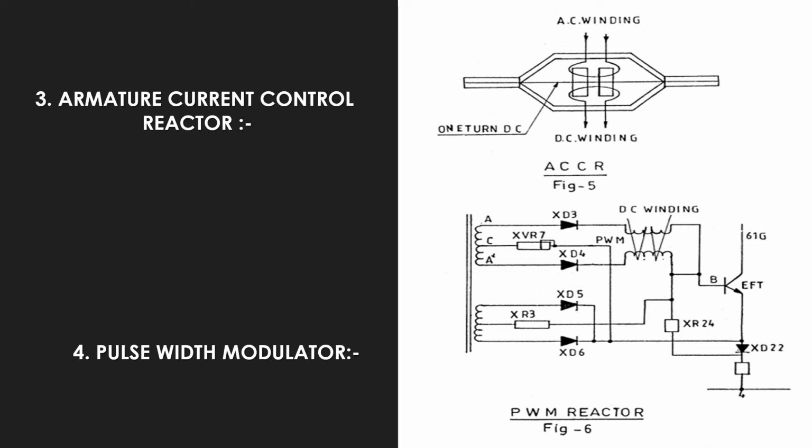Fourth, we have the pulse width modulator, or the PWM. The PWM is a self-saturating reactor with 5 DC windings and 2 AC windings fed from one of the oscillator's secondaries. The function of PWM is to control the time in which the exciter shunt field is excited, thereby controlling the main alternator output. It has 2 cores with 1 AC winding on each core and 5 DC windings on both cores. The function of each DC control winding is as under.